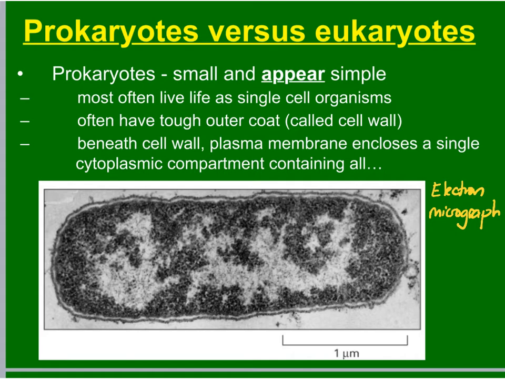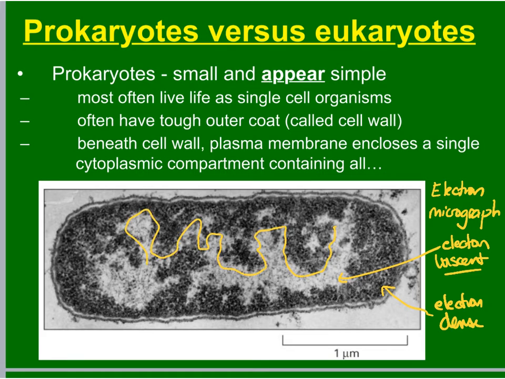So where you see light spaces, those are called electron lucent, which means light, versus electron dense, which means the electron couldn't get through, so we don't see that area. And I'm going to put a little, I mean, this is not perfect, and it's kind of all over the place. So what is all this electron lucent area? In prokaryotes, that is most likely the nucleoid.